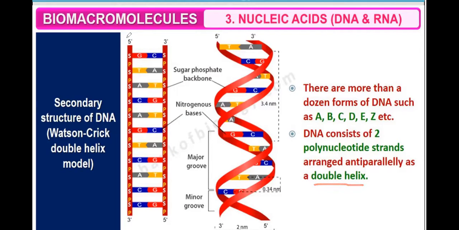They are anti-parallel. One strand starts from 5 prime and goes to 3 prime direction, and the other starts from 3 prime and goes to 5 prime. They are not straight, they form a helix. This helix starts from 5 prime and ends at 3 prime, and here it starts with 3 prime and ends at 5 prime. So they are arranged anti-parallel and form a double helix.